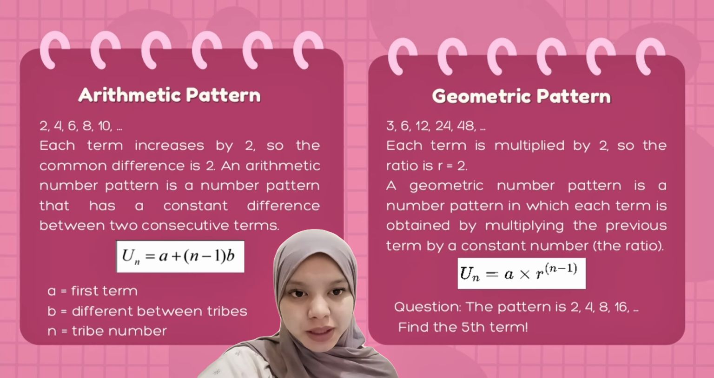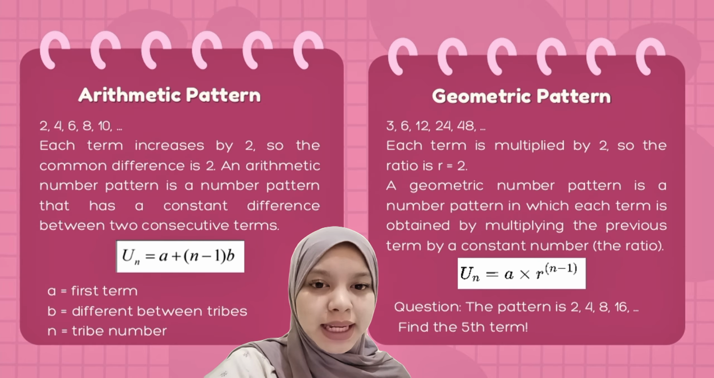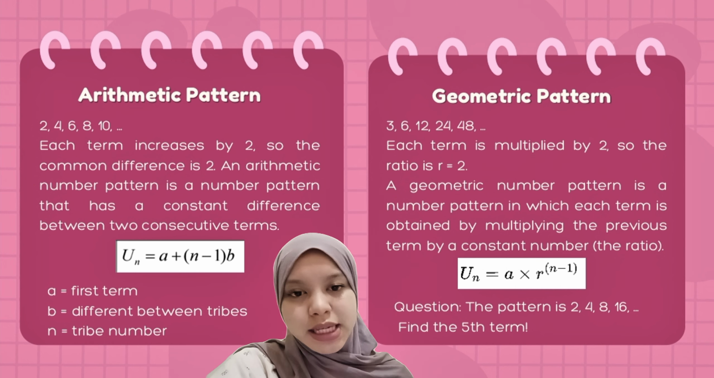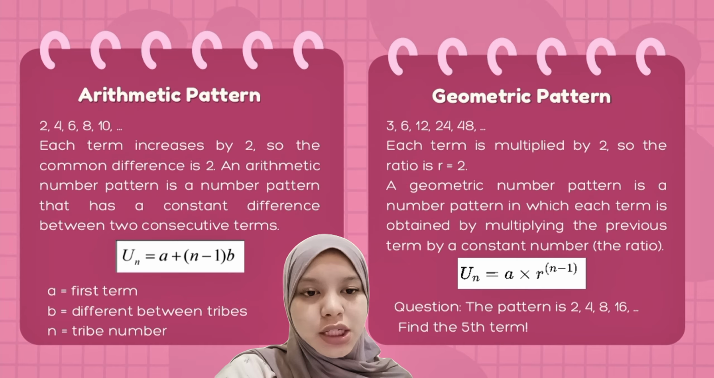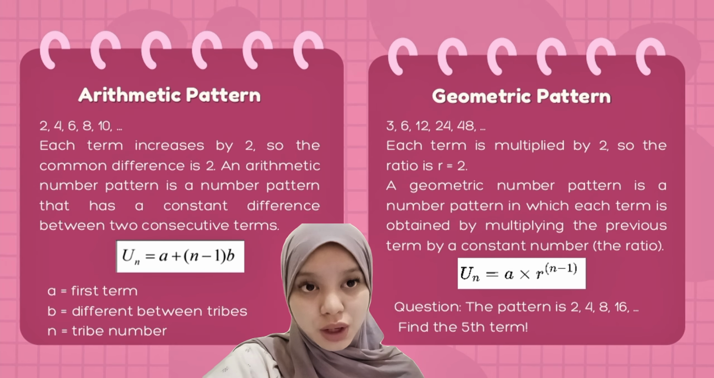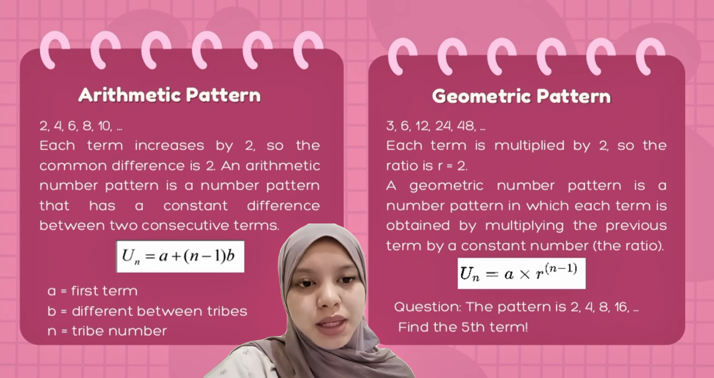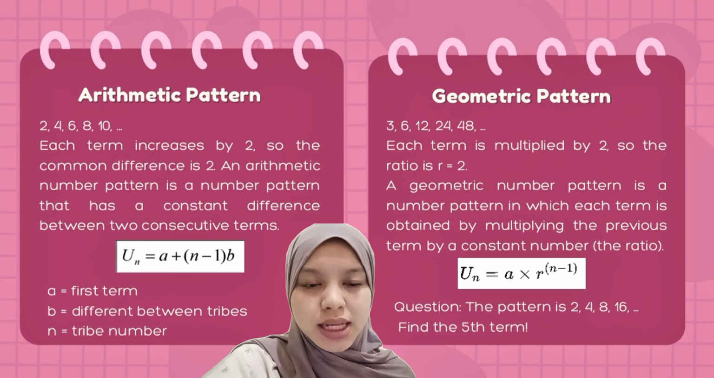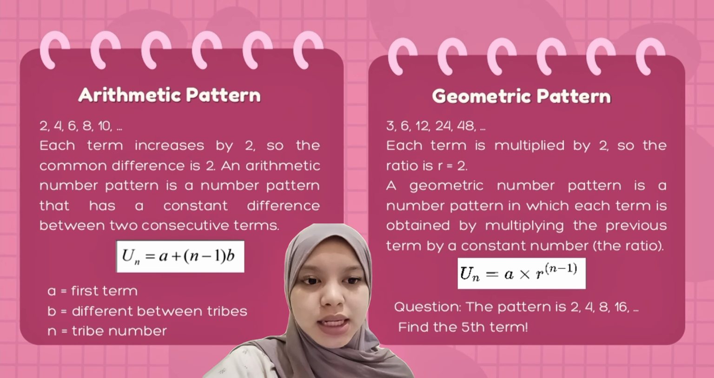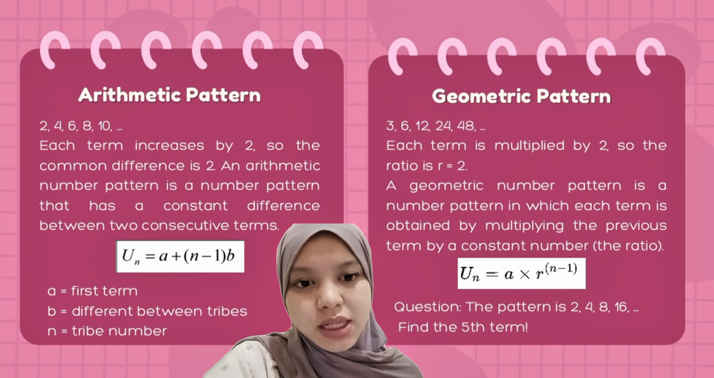Next, geometric pattern is a number pattern in which each term is obtained by multiplying the previous term by a constant number called the ratio. An example of a geometric pattern is 3, 6, 12, 24, 48, and so on. In this sequence, each term is multiplied by 2, so the ratio is 2. A geometric pattern is defined as a sequence of numbers where the ratio between consecutive terms is constant.